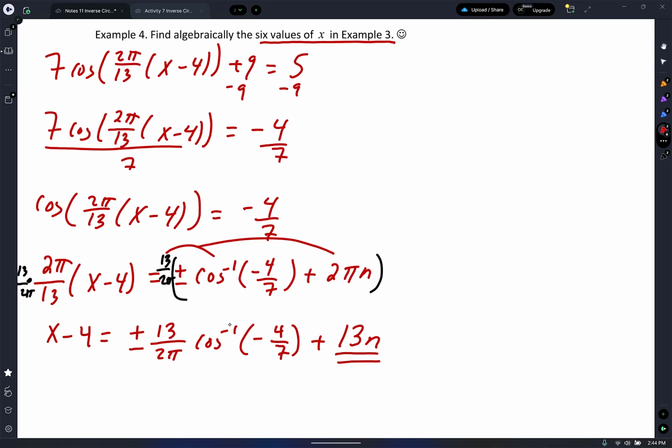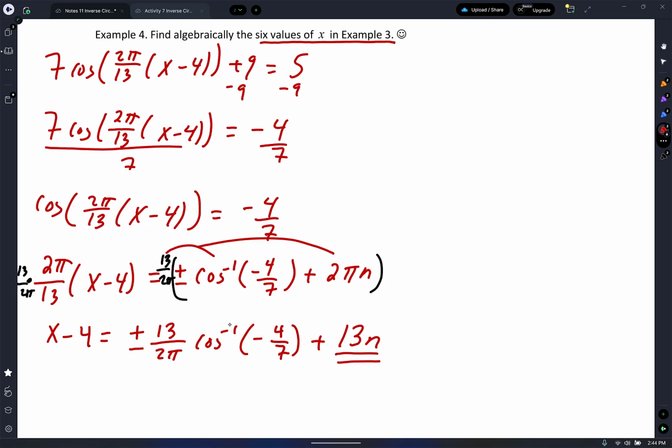Are you shocked? No, because this repeats every 13. If the x-axis is in seconds, it repeats every 13 seconds. So you're not shocked. In a little bit, I'll figure out what this number is right here. Is everyone okay with the 13 over 2 pi, the placement of that?